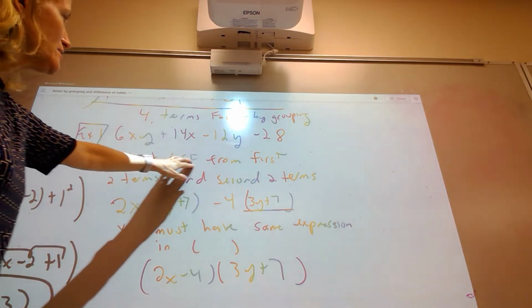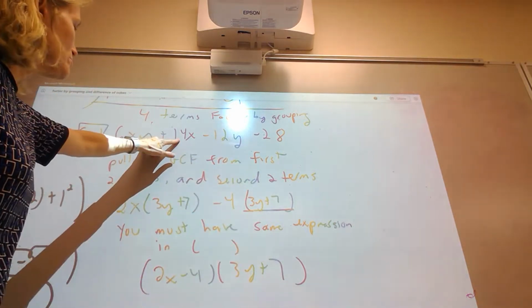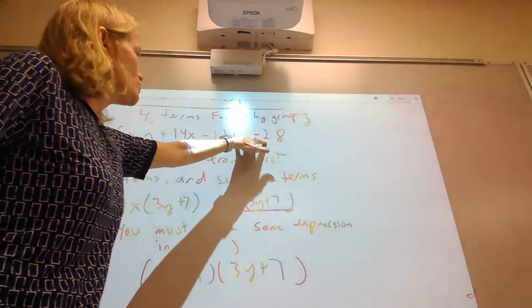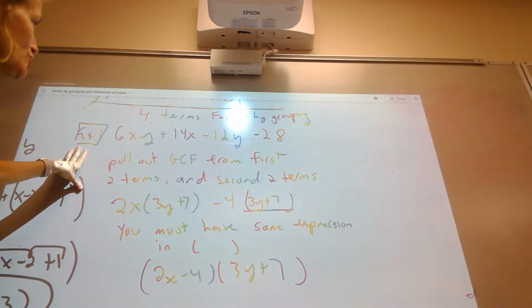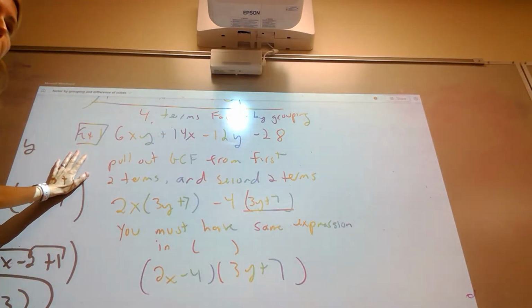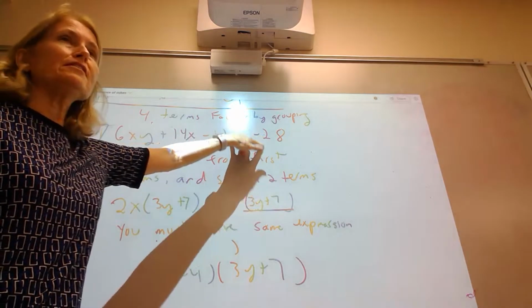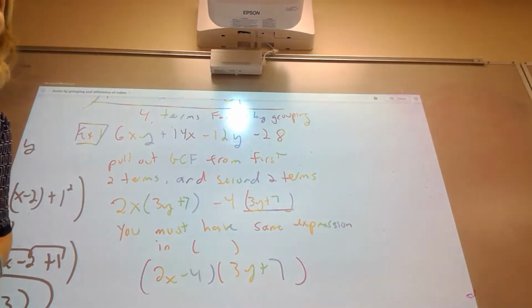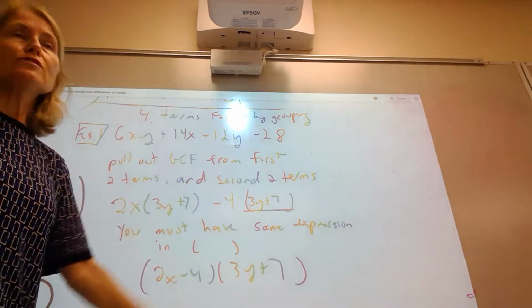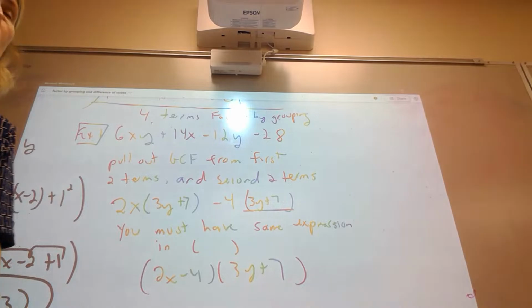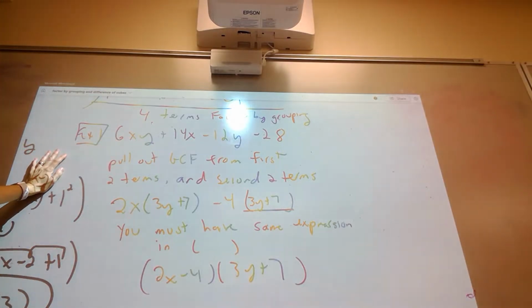You pull out the greatest common factor from the first 2 terms and the second 2 terms. So usually they set these problems up such that the first 2 have something obvious in common and the second 2 have something obvious in common. Sometimes it works where you can reverse them and they still have something in common, or sometimes you have to change them around, but not usually.